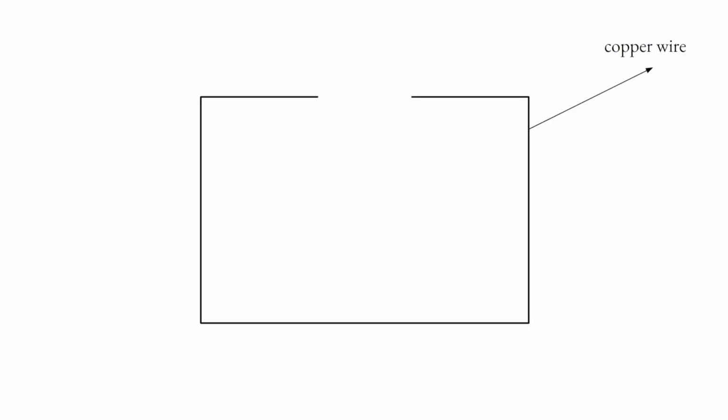Electric current is the rate of flow of charge carriers measured in amperes. When an electric charge, positive or negative, moves, we get electric current. Now, an electric charge moves through a conductor, which is a material that allows electric charge to flow through it easily. Here we have a copper wire.